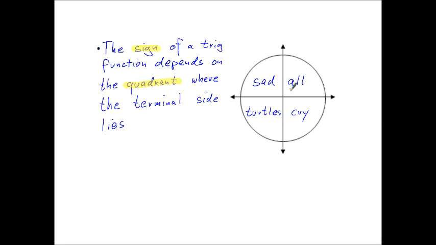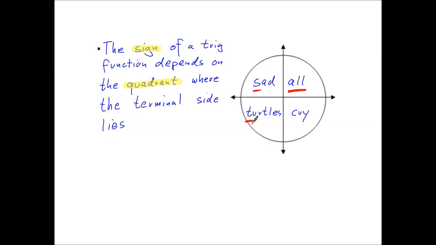In quadrant 1, all means that all trigonometric functions are positive. S stands for sine. The sine and its reciprocal cosecant are positive. All the other ones, cosine, secant, tangent, and cotangent, are negative. The T indicates that the tangent and its reciprocal cotangent are positive. All the other ones are negative.